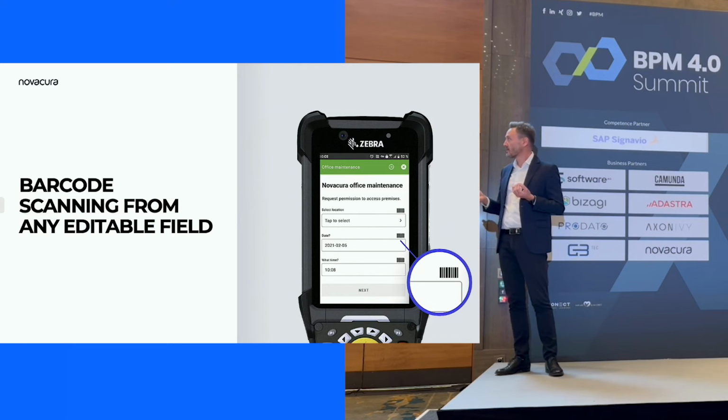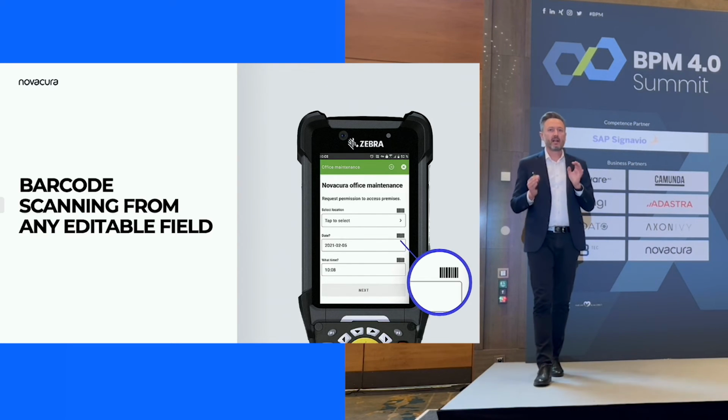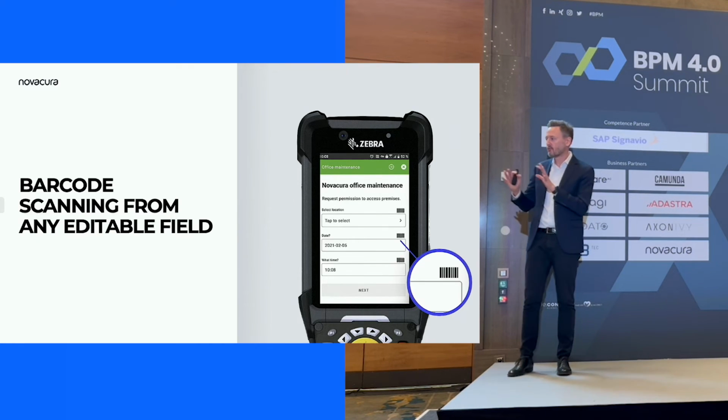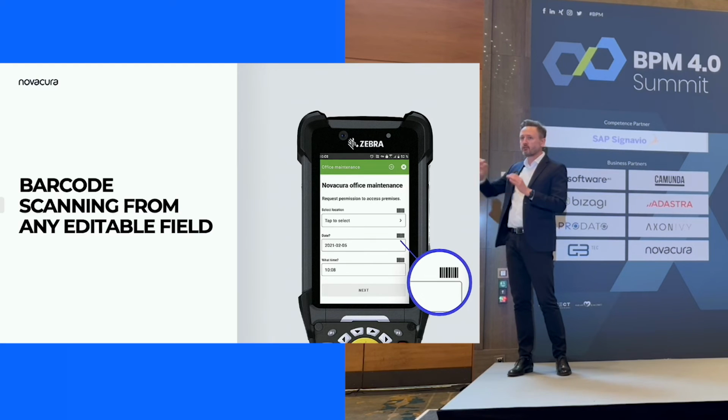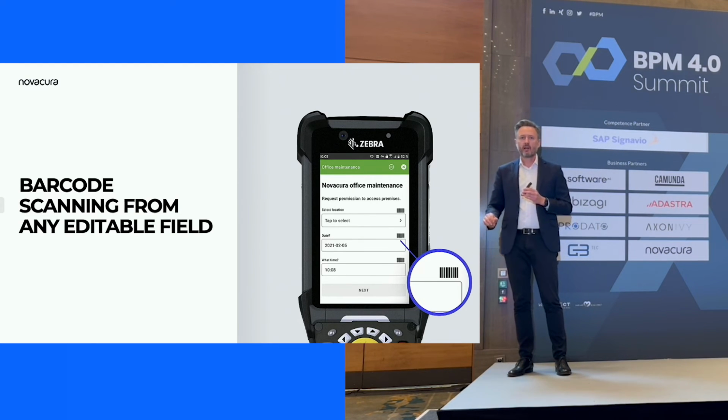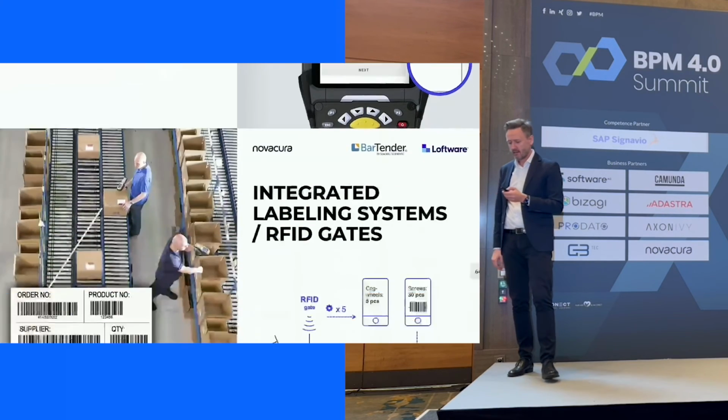We have the ability to scan barcodes from any editable field in the application. As the application designer, if you want to improve warehouse processes, you don't need to define that this field should be read from the barcode. No, every single field, even on your iPhone, could be entered by a keyboard or scanned.